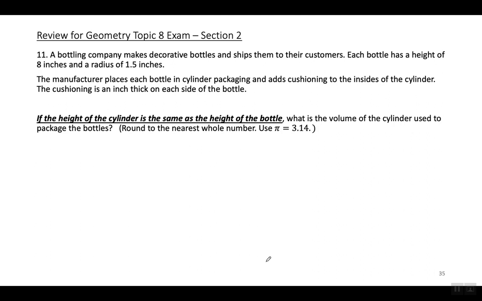If the height of the cylinder is the same as the height of the bottle, what is the volume of the cylinder used to package the bottles? Okay, this problem is very similar to, I think it was example number 5. There's only one difference, and that difference, I underlined it right here. It's a very important difference, which changes part of my solution.